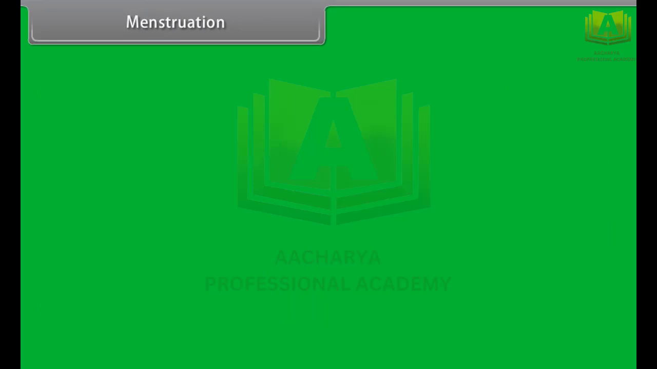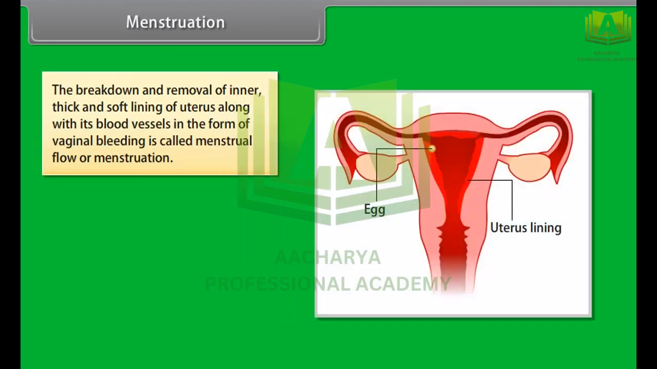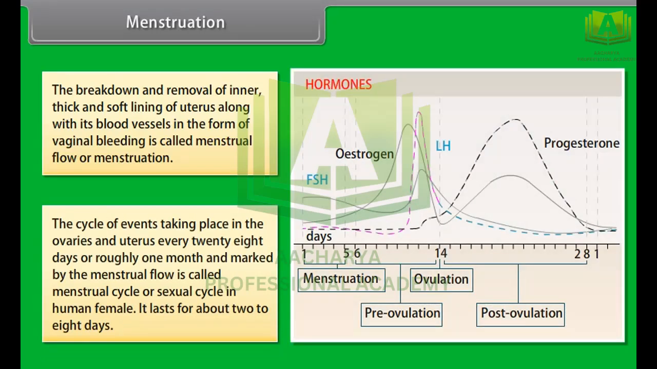Menstruation. The breakdown and removal of the inner, thick, and soft lining of a uterus along with its blood vessels in the form of vaginal bleeding is called menstrual flow or menstruation. The cycle of events taking place in the ovaries and uterus every 28 days, or roughly 1 month, and marked by the menstrual flow is called menstrual cycle or sexual cycle in human female. It lasts for about 2 to 8 days.